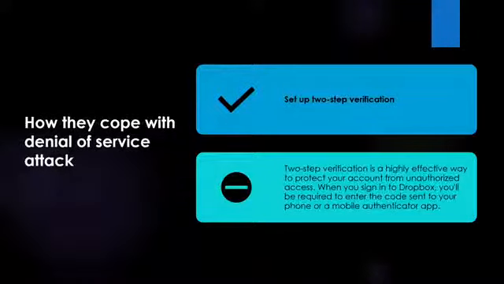How do they cope with denial of service attacks? How can we protect ourselves? We have to set up two-step verification. Two-step verification is a highly effective way to protect your account from unauthorized access. When you sign into Dropbox, you will be required to enter a code sent to your phone or mobile authenticator app.